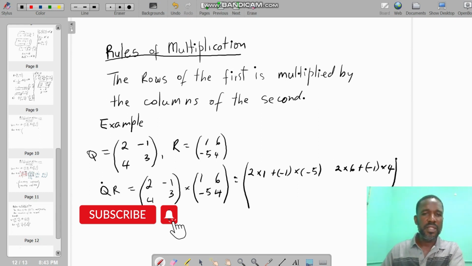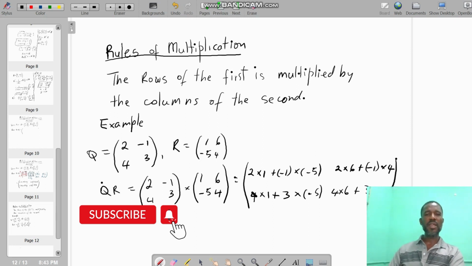And for the third element, it must be second row, first column. So it's 4 times 1 plus 3 times -5. And for the fourth element, it's 4 times 6 plus 3 times 4.